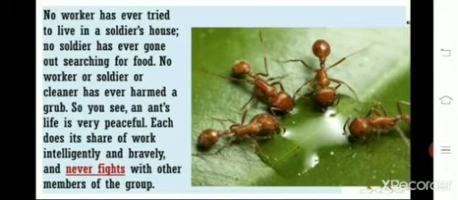And no worker or no soldier or no cleaner has ever harmed a grub. What is meant by grub? I already said, the eggs of the ants. No one will harm the eggs of the ants, because until they become ants, no one will disturb the grubs. So you can see an ant's life is very peaceful.